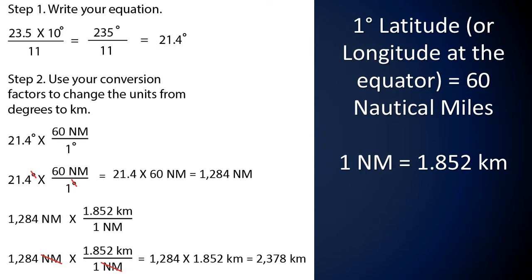We cancel the units of nautical miles and multiply it out to conclude with 2,378 kilometers. The length of that arrow is 2,378 kilometers.